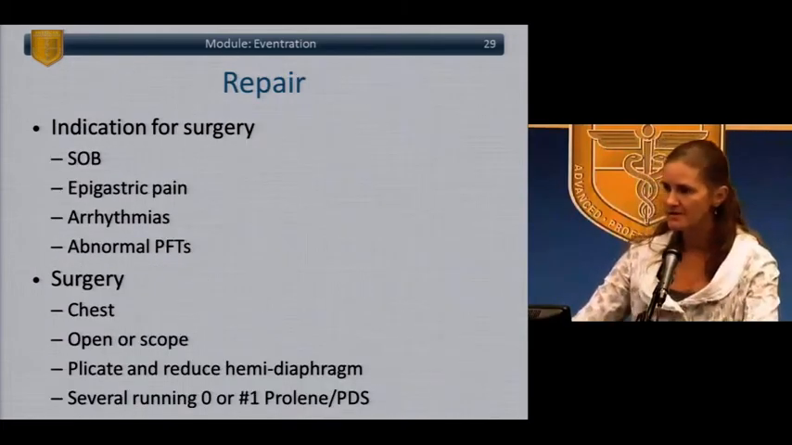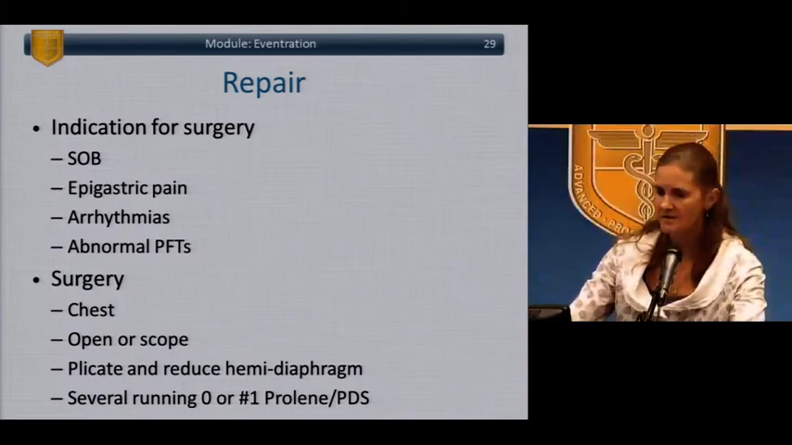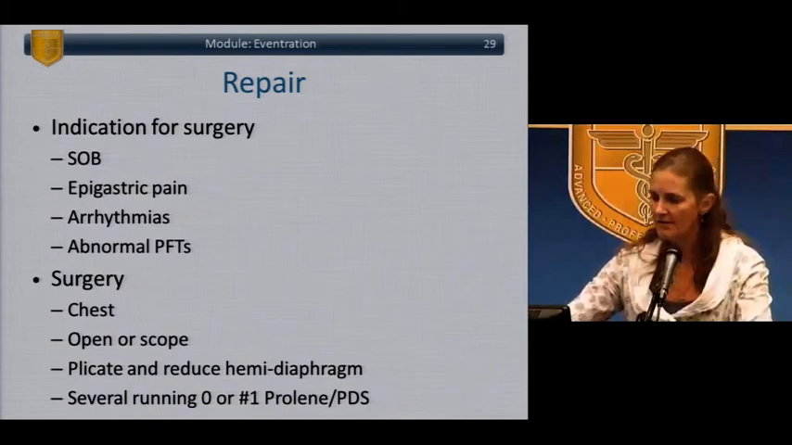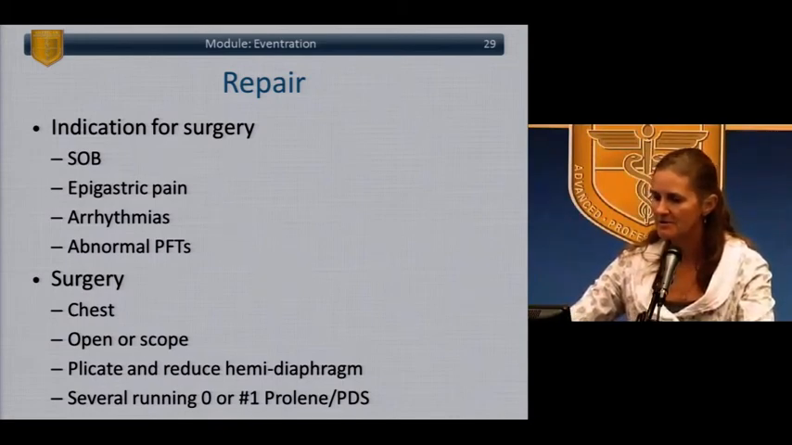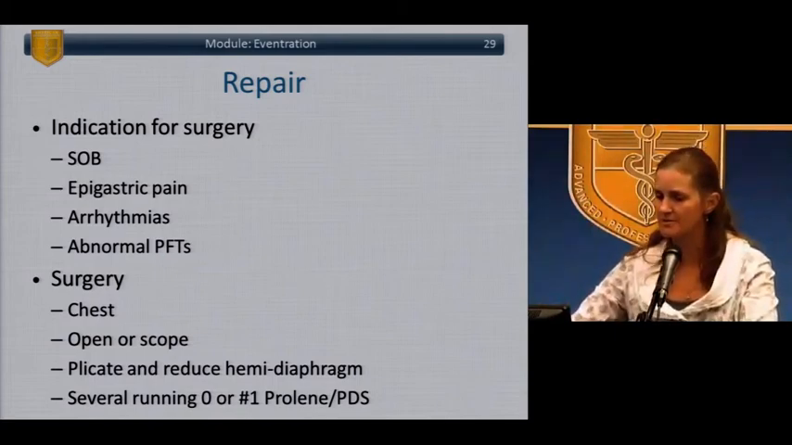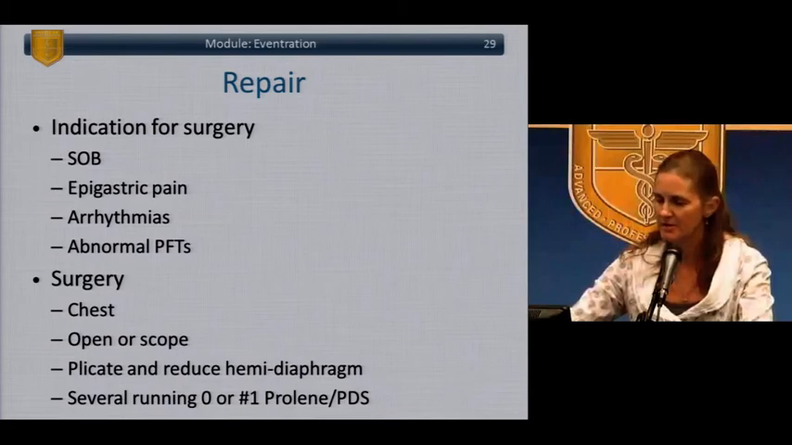Indications are only for patients that have respiratory symptoms. Most of the time, epigastric pain is pretty nebulous. We say that if you have no other findings for your epigastric pain, it may be an indication for surgery, but it's a pretty soft indication. On occasion, patients can present with arrhythmias because a large portion of the abdominal contents are pushing up against the heart, but that's also pretty rare.